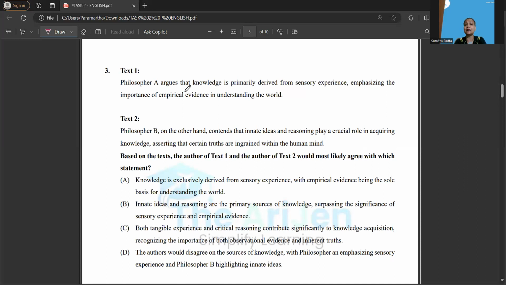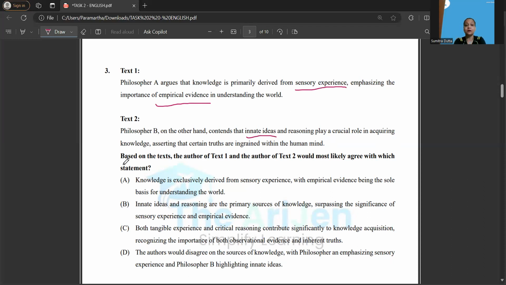So philosopher A is saying that knowledge is derived from sensory experience, the experience of touch, smell, sound, those five sensory sensations. Empirical, they are putting some effort on empirical evidence, which means evidence of the society in understanding the world. Text 2, philosopher B, on the other hand, contends that innate ideas, intellect, reasoning, and critical thinking play a crucial role in acquiring knowledge, asserting that certain truths are ingrained within the human mind. So text 1, philosopher A said something, text 2, philosopher B said something.